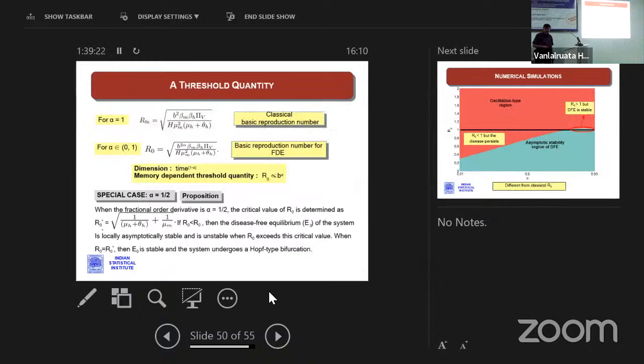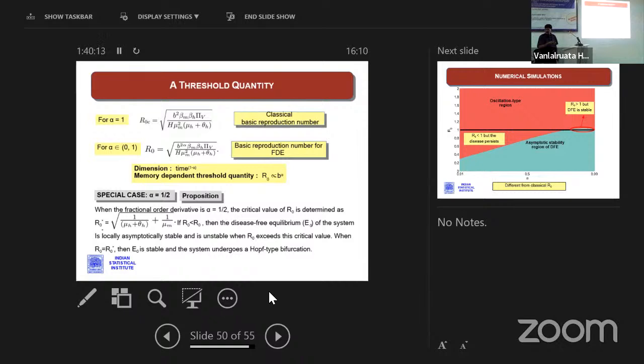Now we can compare. For alpha equal to 1, this is the classical basic reproduction number. And for alpha not equal to 1, we have fractional differentiation. This has dimension time to the power minus 1 by alpha. R0 classically has dimension 1, but for fractional differentiation, R0 does not have dimension 1, it has the dimension of time. And for alpha equal to half, we have an explicit condition for this system of equations.